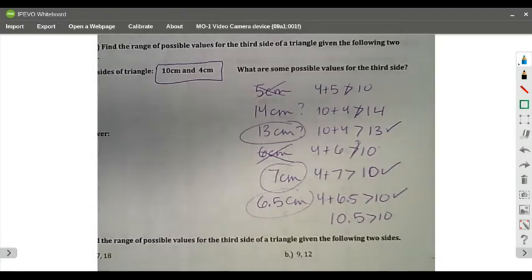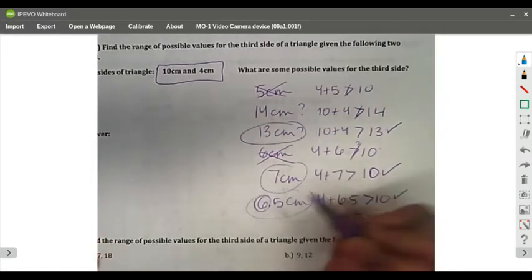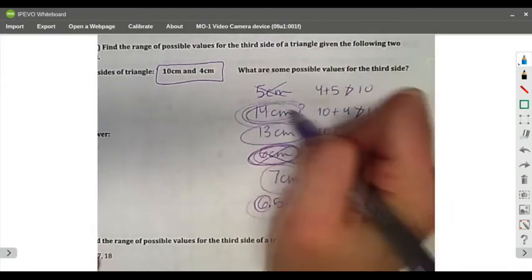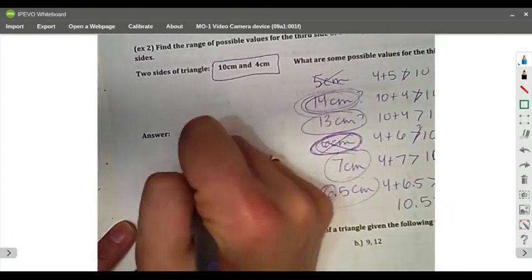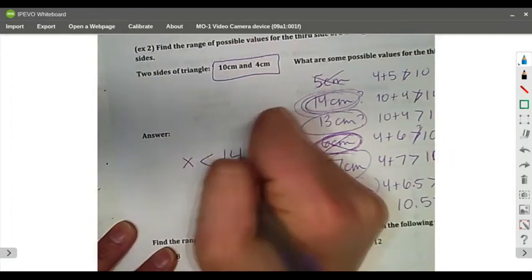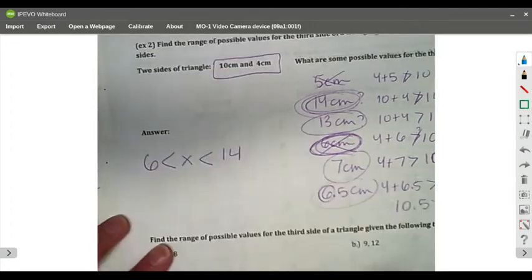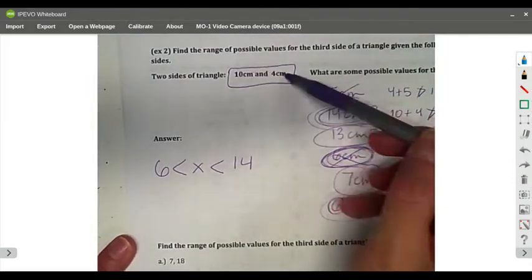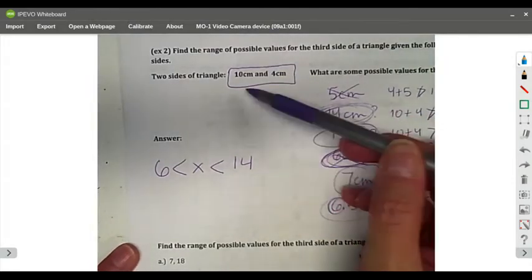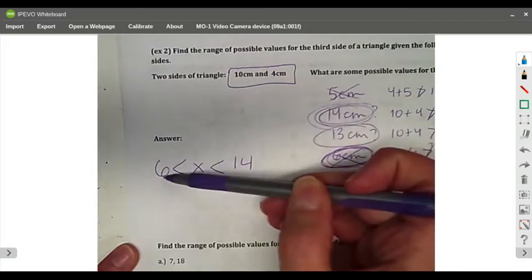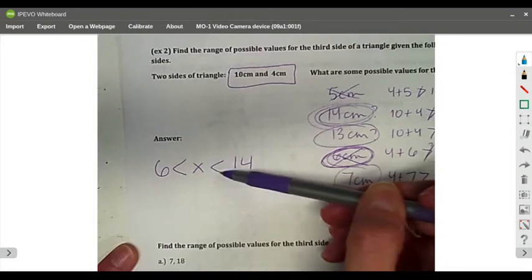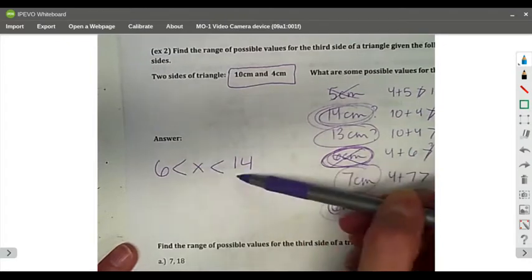So basically, what I'm trying to get at here is that anything bigger than 6 would work. So bigger than 6, but less than 14. This is how we write it. So x is less than 14 and bigger than 6. A quick way to get that answer is if you look at 10 and 4, see how 10 plus 4 is 14, 10 minus 4 is 6. Anything in between these would work. 6.1 would work, 13.9 would work, 10 would work, anything in between them.